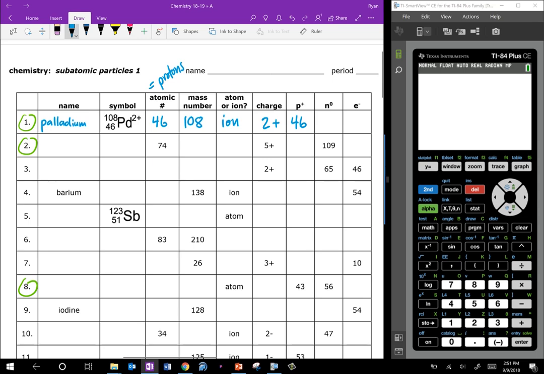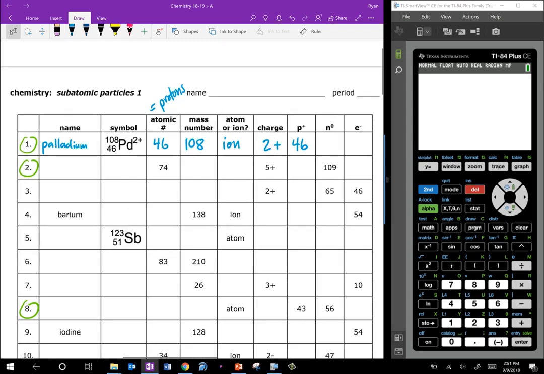Now, what's next? We can do neutrons or we can do electrons. Either one of those would be okay. Let's take a look at neutrons first. Remember that mass number is protons plus neutrons. All right, mass number, which we've figured out already here to be 108, is equal to the number of protons plus the number of neutrons.